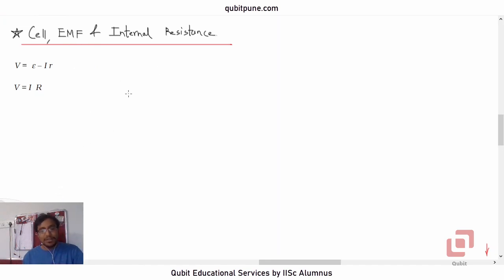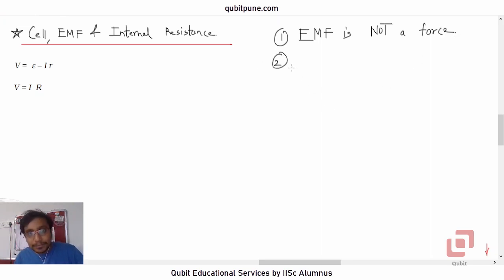So what is the electromotive force? Number one, EMF is not a force. Although we say electromotive force, it is not a force, so its SI unit is definitely not Newton. Number two, a cell has two terminals called positive and negative.